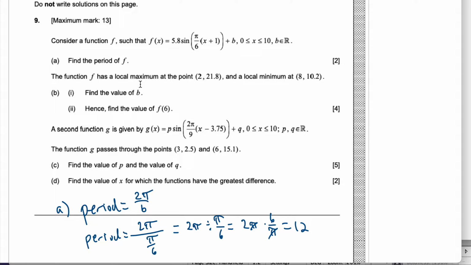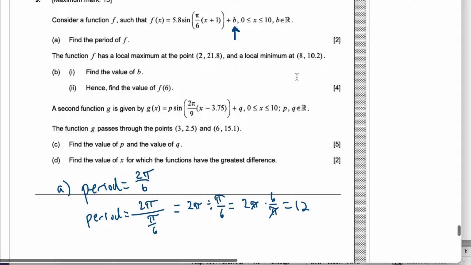B, the function has a local max at this point and a local min at this point. Find the value of b. So hopefully you realize that b is this right there, which is the principal axis, the horizontal line that goes through the middle of the sine curve. Because we have the max and the min point, we know that it has to be the average of these y coordinates.